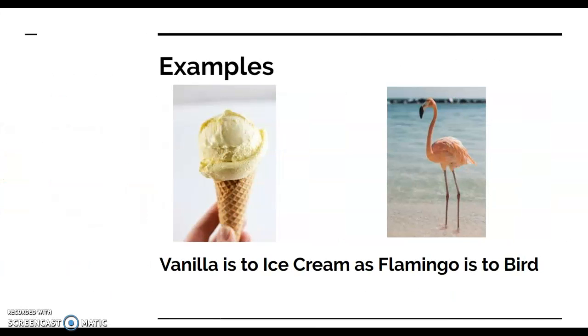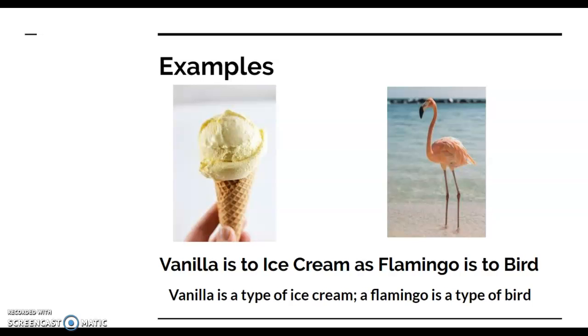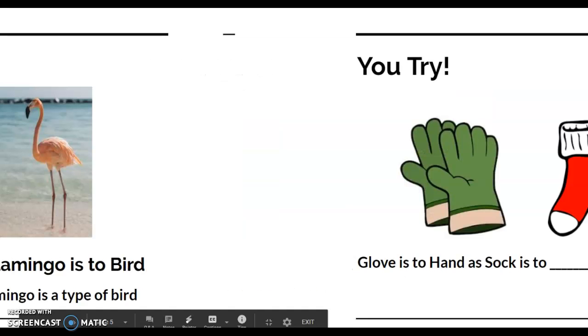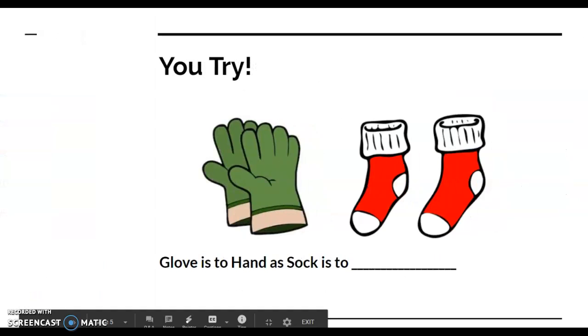Let's do another one together. Vanilla is to ice cream as flamingo is to bird. Think about it for a little bit. What's the relationship? Vanilla is a type of ice cream and a flamingo is a type of bird. So just like vanilla is one type of ice cream you can get, flamingo is one type of bird you might find.